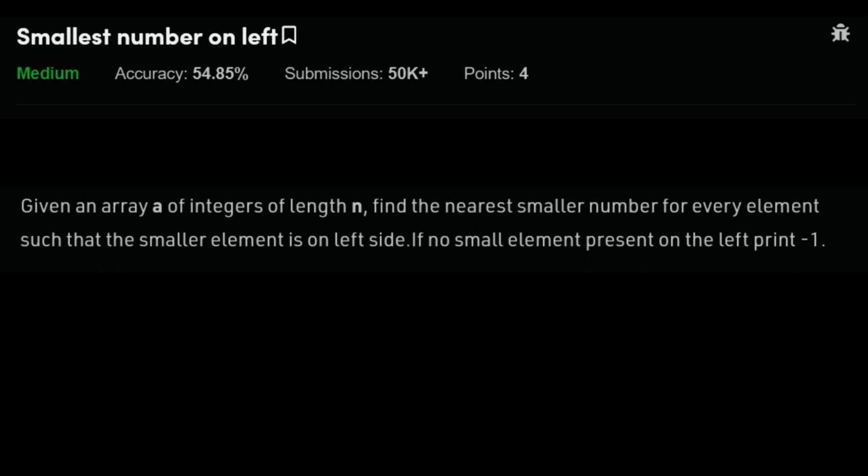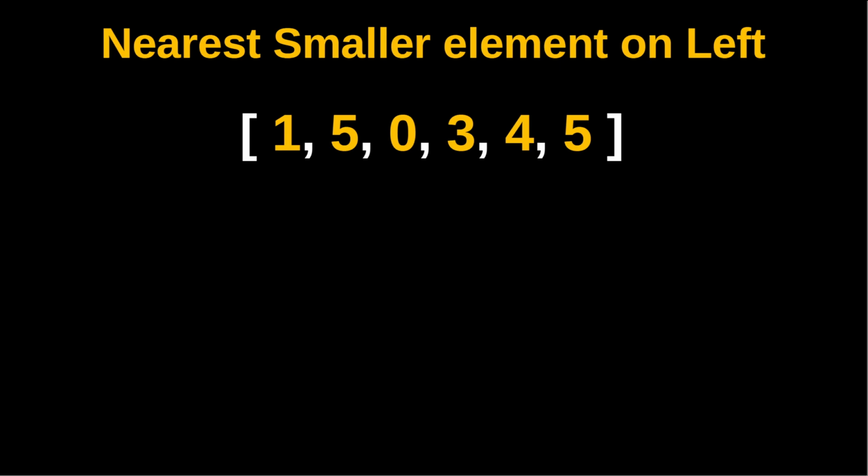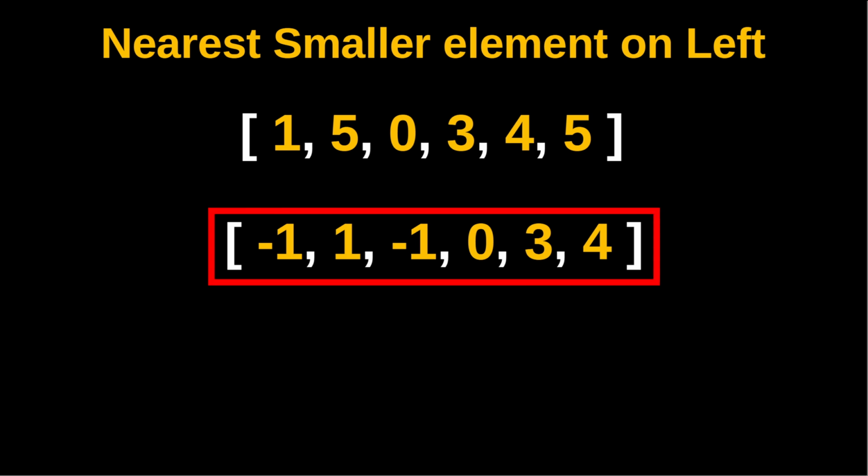Given an array of integers of length n, we are tasked to find the nearest smaller number for every element in the array. And if there's no such element, then we have to print -1. In one of the examples they provided, here is the array that we are given, and here is the array that we have to return. Let's walk through this together.